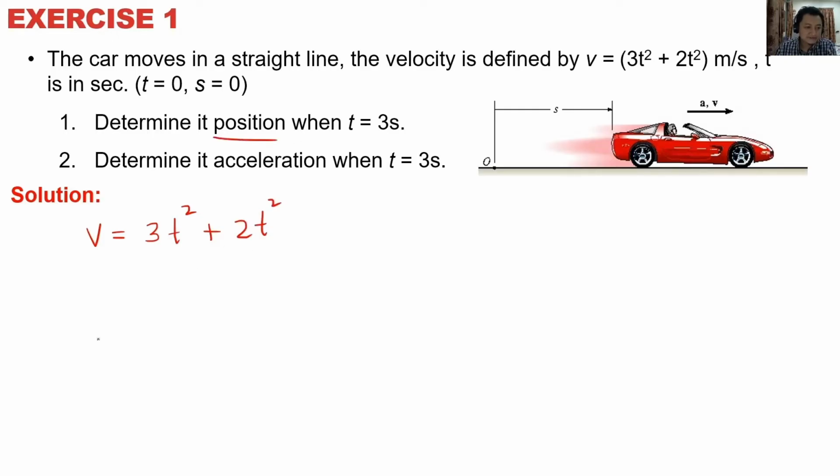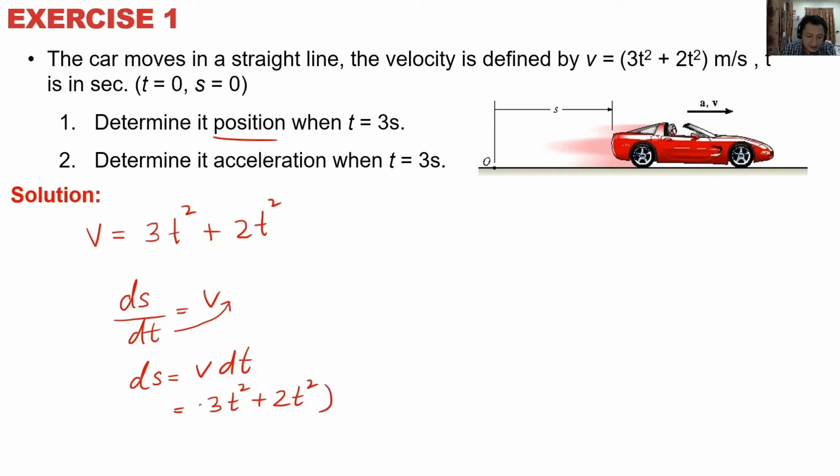Find the position. So you know already. What do you know? You know that ds over dt is equivalent to v. Differentiate S, you're going to get v. So bring this over there. You're going to get ds is equal to v dt. So plug it in. v is equal to 3t squared plus 2t squared, dt, and ds.